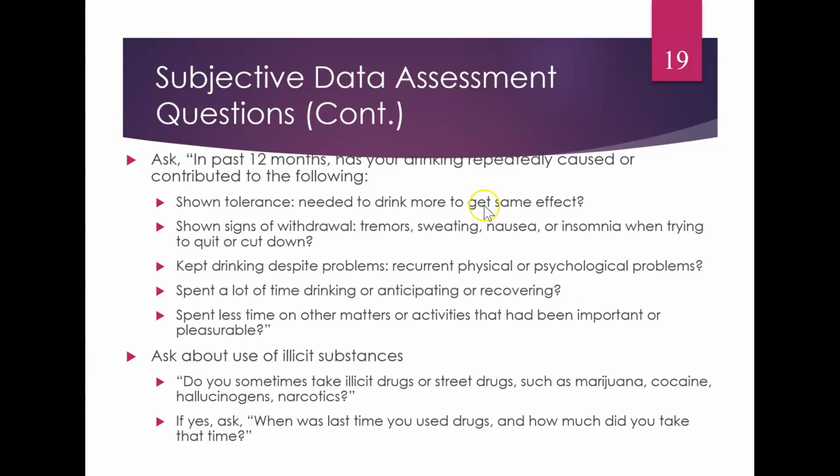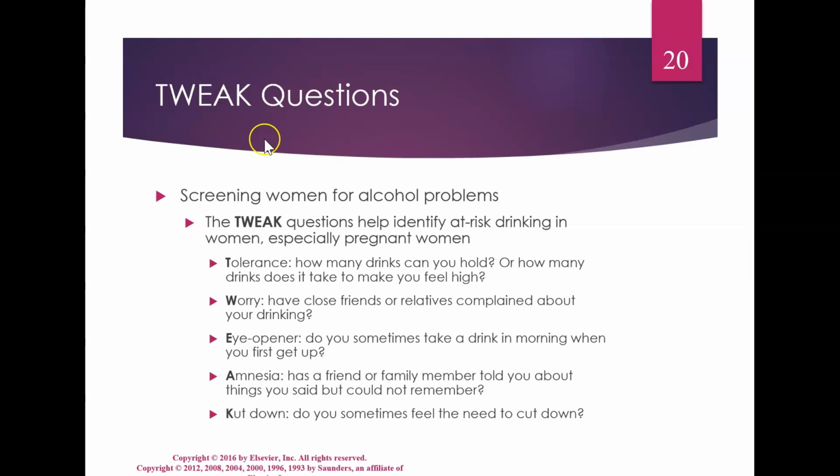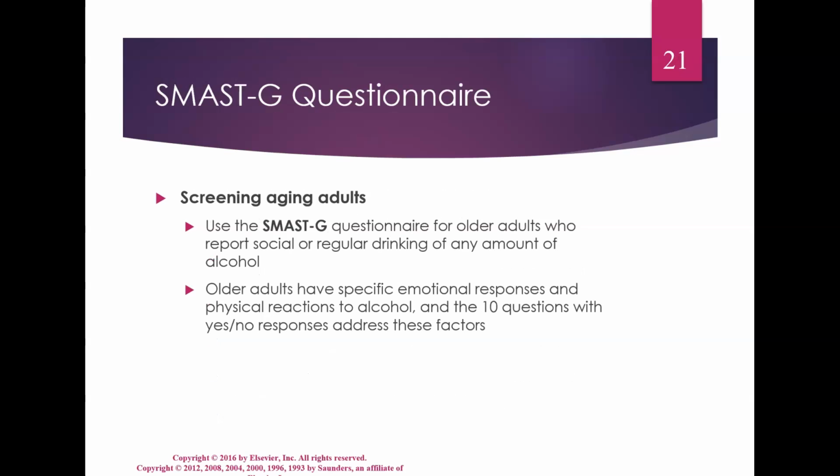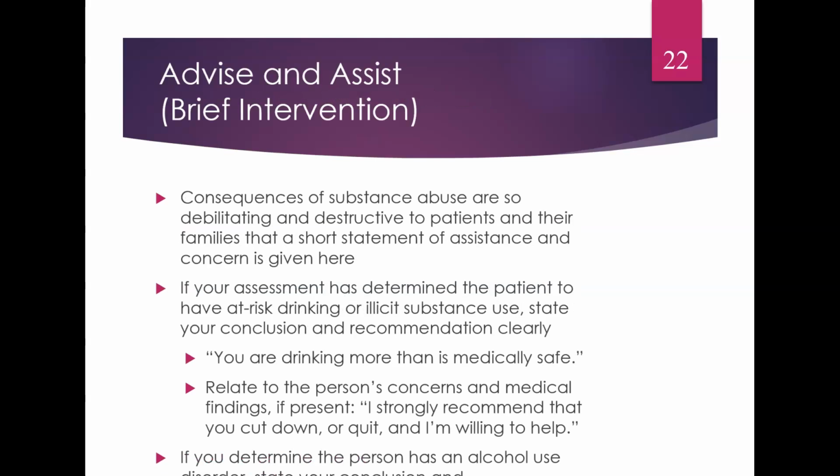So you're going to ask all these questions, keeping in mind the AUDIT, the CAGE, the TWEAK, and then the SMAST-G, and a lot of them have the same type of questions. You're going to make sure you ask about illicit substances as well. Right here is an example of the TWEAK that I told you about earlier: the tolerance, the worry, the eye opener, the amnesia, and the cut down. The SMAST-G, like I said before, is for aging adults. These are the questions I've explained.